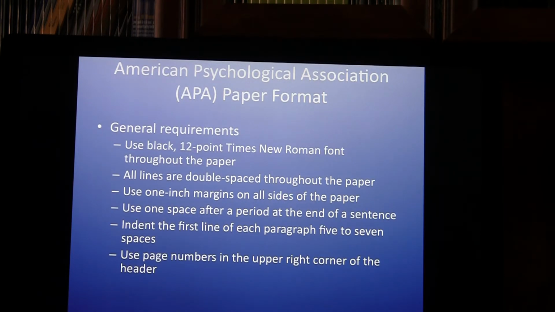The general requirements for all papers for this course, and anytime you use APA format, are to use black 12-point Times New Roman font. All lines are to be double-spaced. There's supposed to be a 1-inch margin on all sides of the paper, and use one space only after the period at the end of the sentence. The first line of each paragraph needs to be indented 5 to 7 spaces, and there needs to be page numbers in the upper right-hand corner of the header.